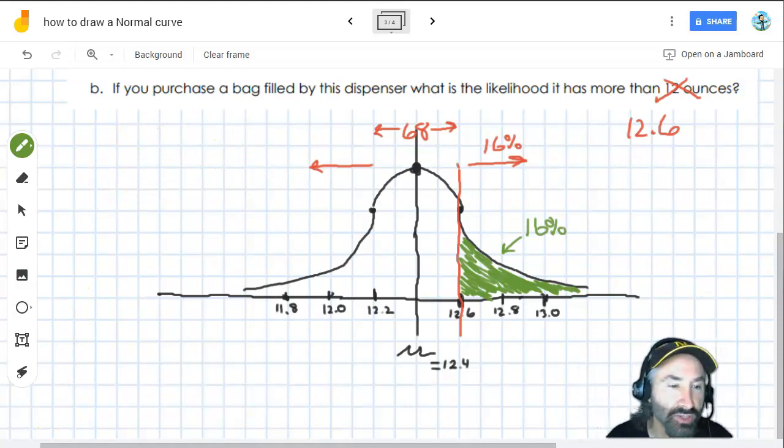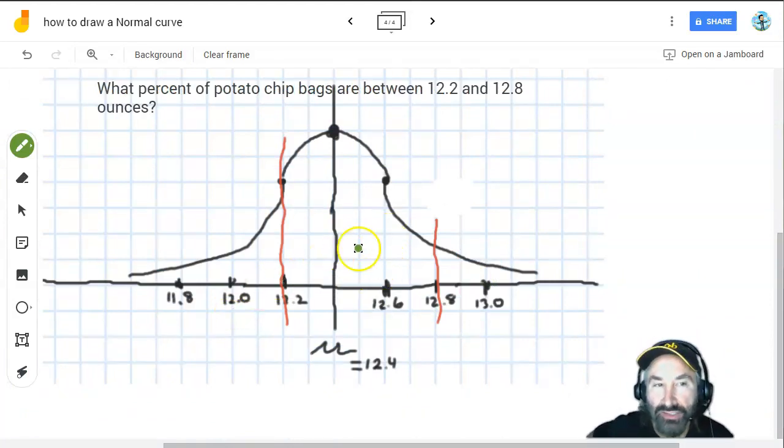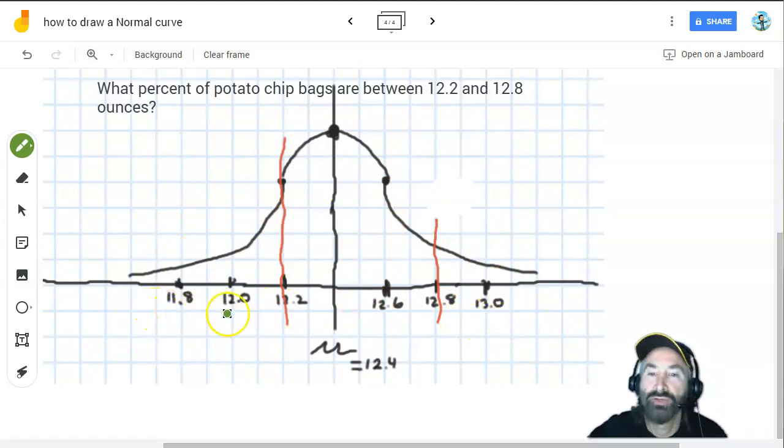So let's take a quick look at that. In this last example, we're going to try to calculate what percent of potato chip bags are between 12.2 and 12.8 ounces, given all the same information that we've been using. I've pre-drawn the normal curve, I've drawn all the x values.